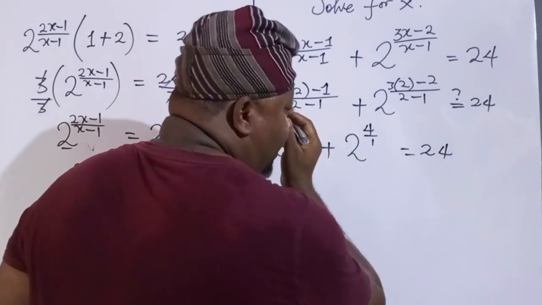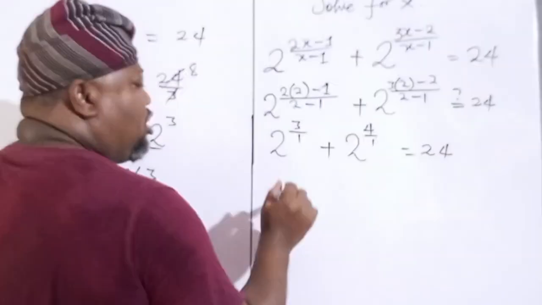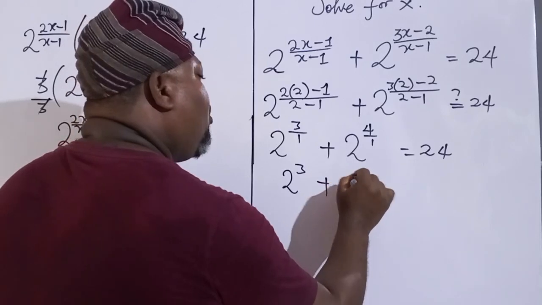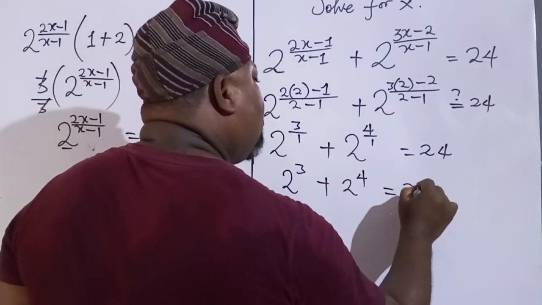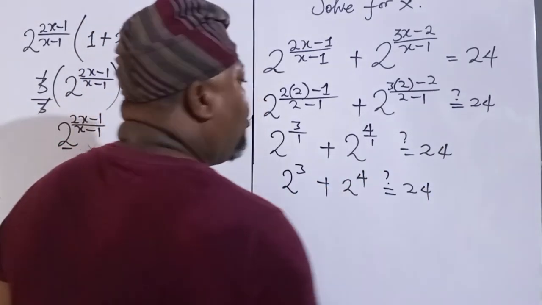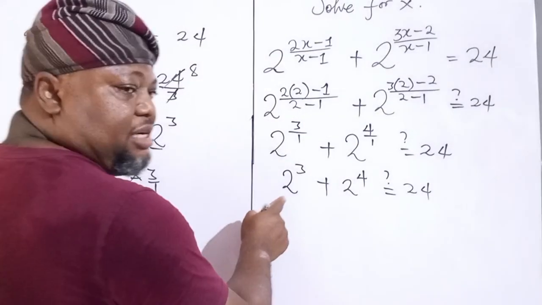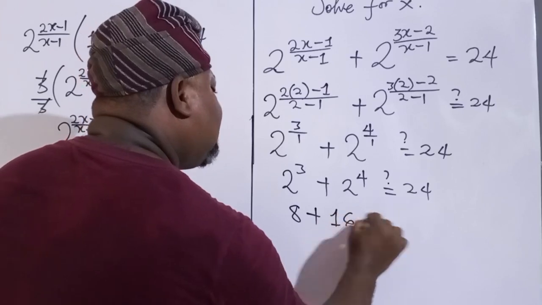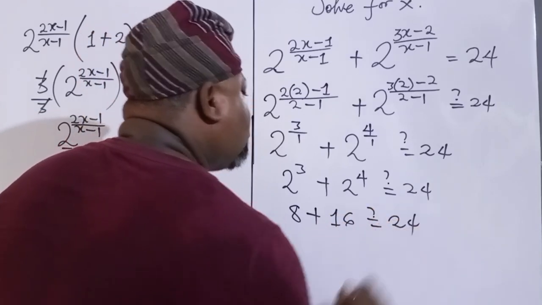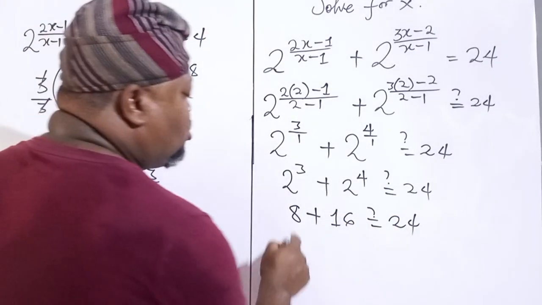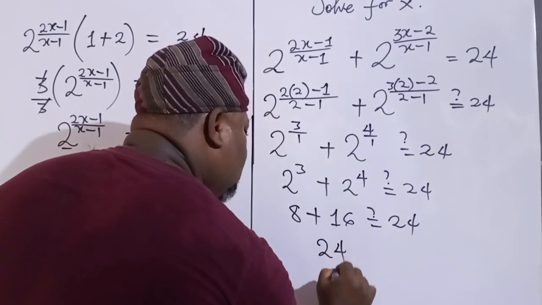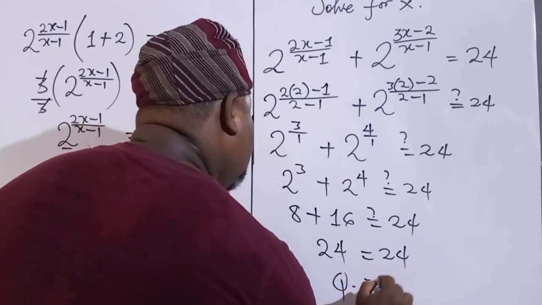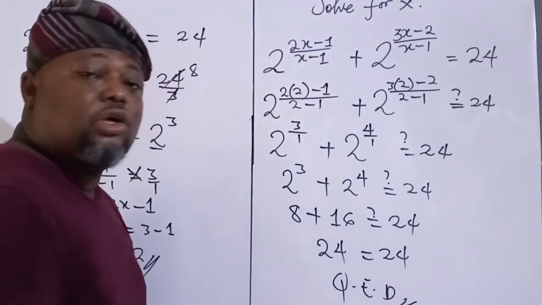24? Let's see. So we'll now be having 2 to the power of 3 plus 2 to the power of 4. Is it equal to 24? So let's see if it's equal to 24. So we'll now be having 8, right? 8 plus 16, I think, is equal to 24. So the value is actually spot on. So we'll now be having 24 is equal to 24. QED. Simple as such, right?